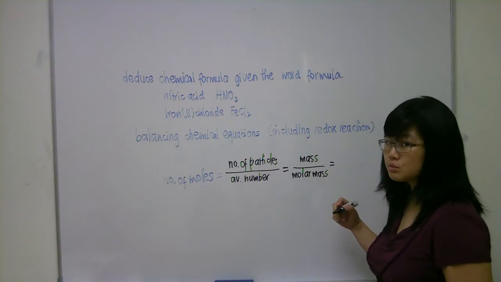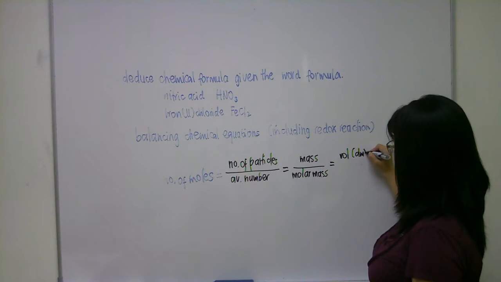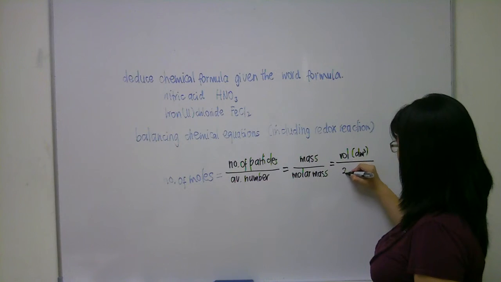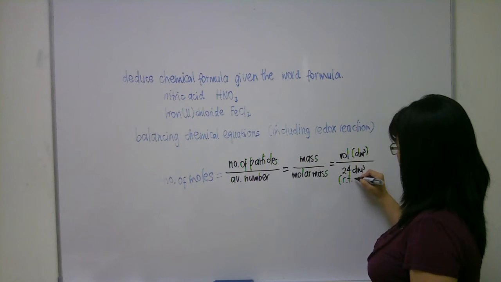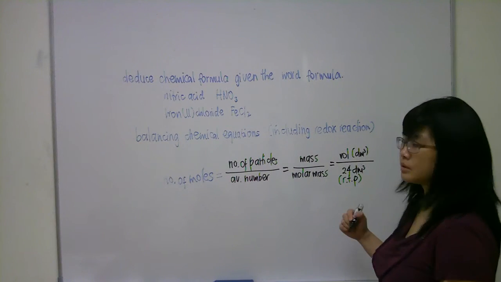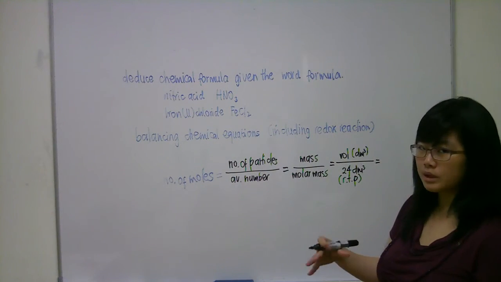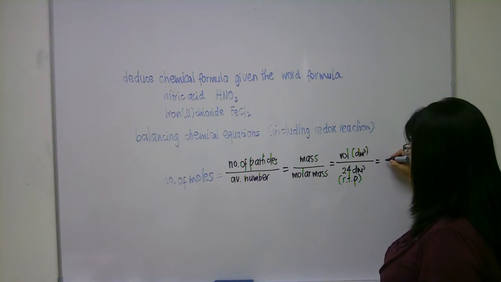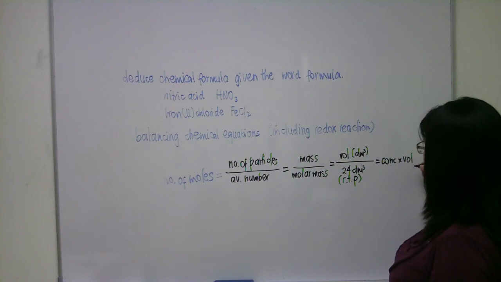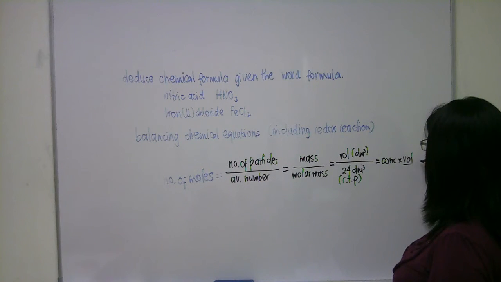If you're dealing with gaseous molecules, then it will be volume in dm cube over 24 dm cube. Okay, assuming we are in room temperature and pressure. Okay, and one last one, if you're working with solutions, which the students will deal with a lot, especially when we reach the titration, will be concentration times volume. But take note that this volume is not the same as the gaseous volume. Of course, this is your solution, volume of solution.